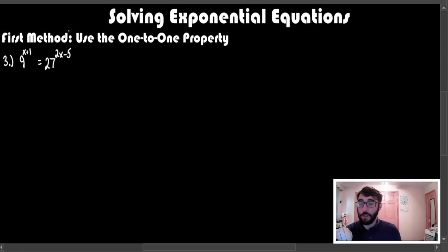All right, so let's take a look at this one. We have 9 raised to the x plus 1 power is equal to 27 raised to the 2x minus 5 power. Now here, we're going to try to rewrite each side with the same base.